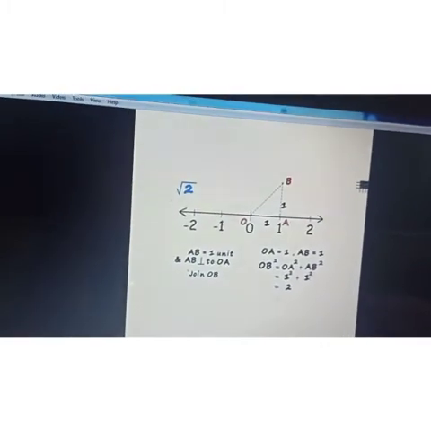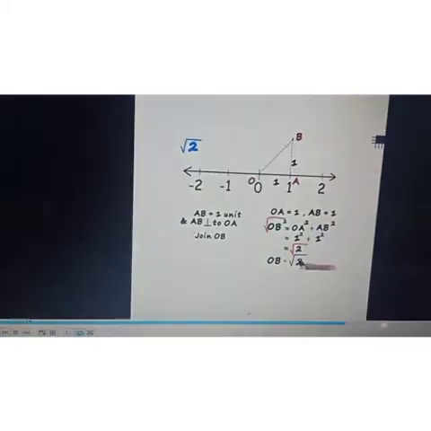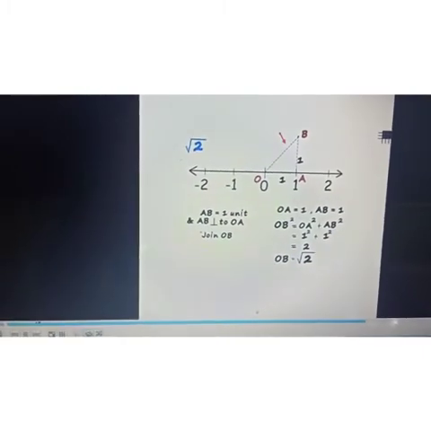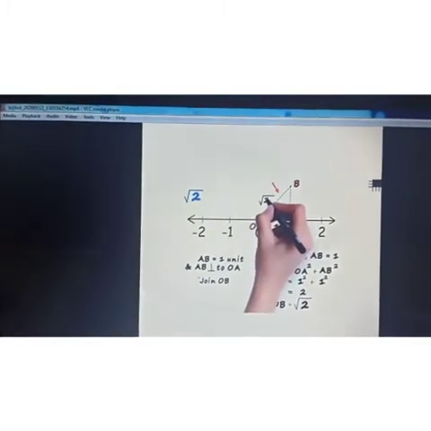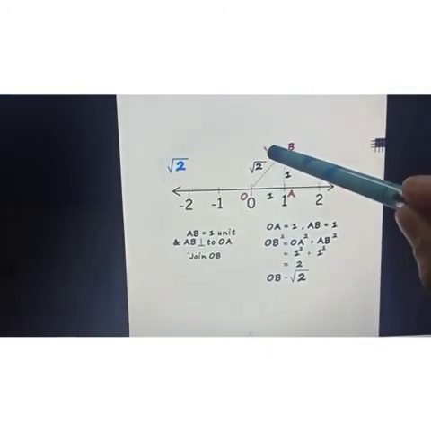So what is the value of OB? OB square is 2, but the Pythagoras theorem is derived in square terms, and we want the value of OB. Since OB square is 2, OB equals under root 2. This is the value of OB: under root 2. So students, we have marked the length of OB, which equals root 2.